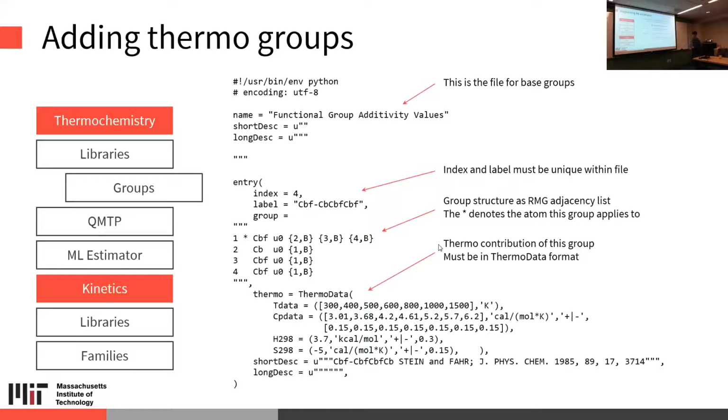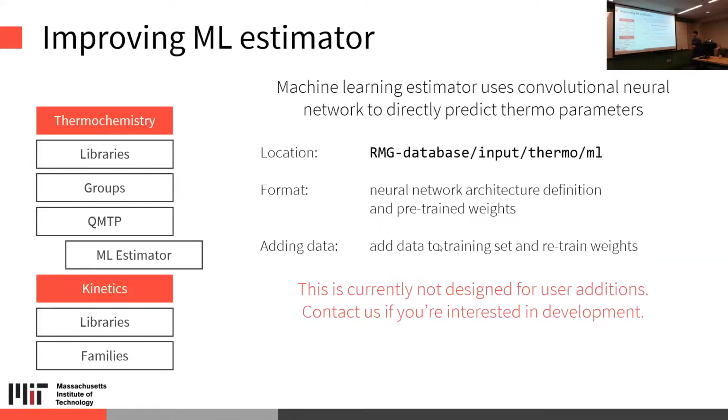And then skipping over QMTP, again, for the machine learning estimator, all the parameters are located in Thermo/ML. And by parameters, I mean we have a definition for the neural network architecture that it relies on, and then a set of weights for all of the different layers in the neural network. And if you were to want to add data, then that would entail adding data to the training set and then retraining the entire network.